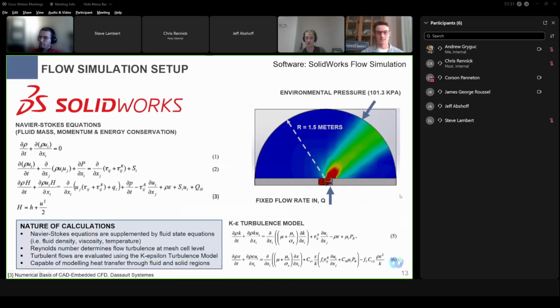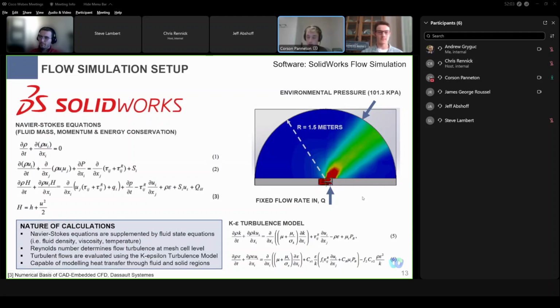Awesome, thanks, James. And then on my side, I was using SolidWorks Flow Simulation for all the flow dynamics that were involved with this project. And so really the way that SolidWorks Flow Simulation is working is it's solving the Navier-Stokes equations, and it's evaluating them based on the fluid state equations that are put in, and I set boundary conditions within the software to be able to properly predict the scenario that we're going for.